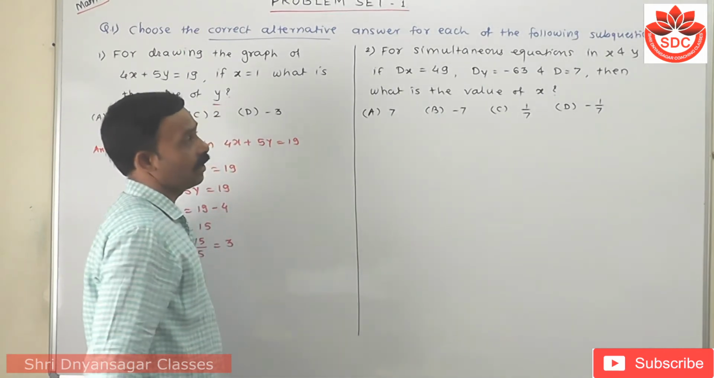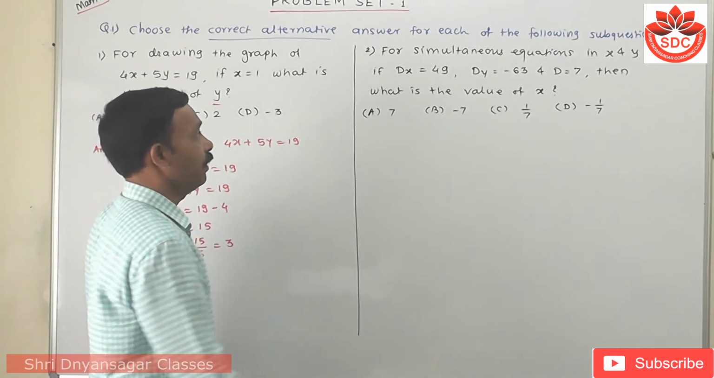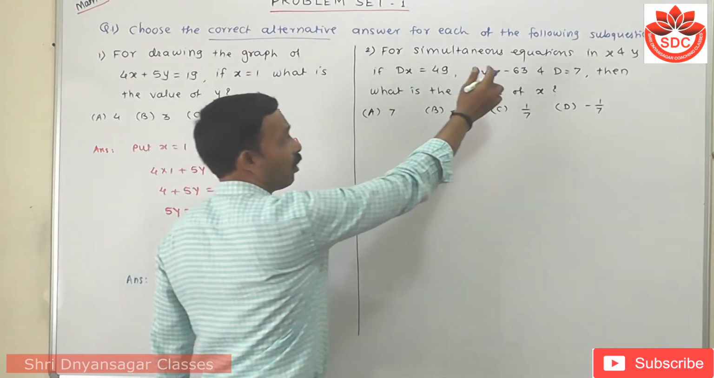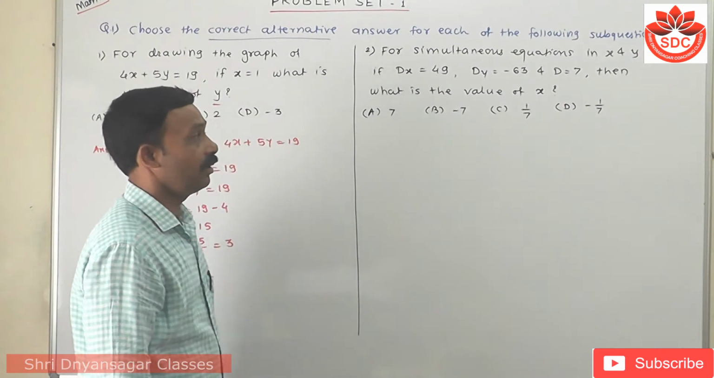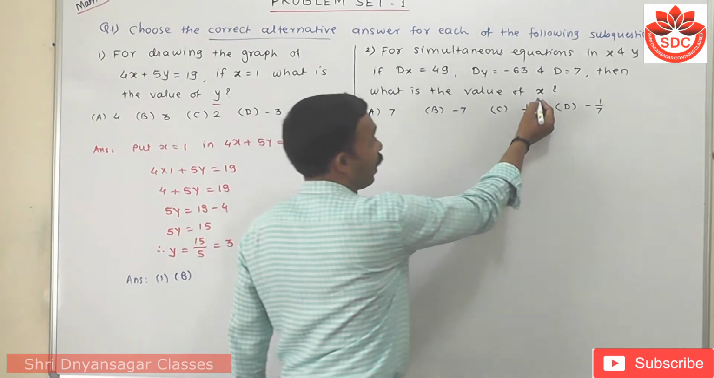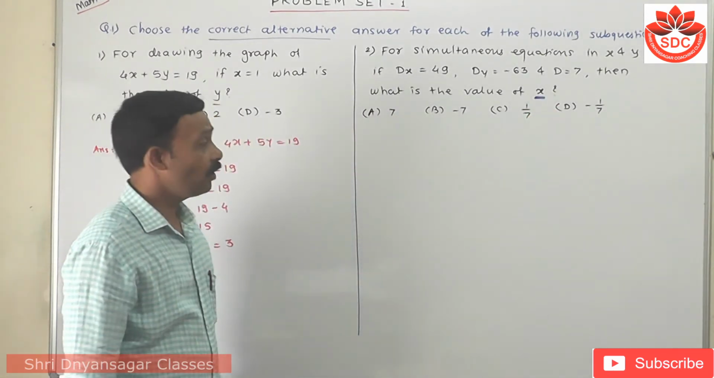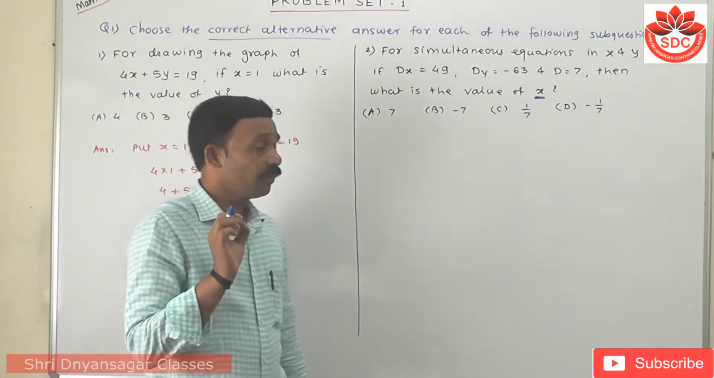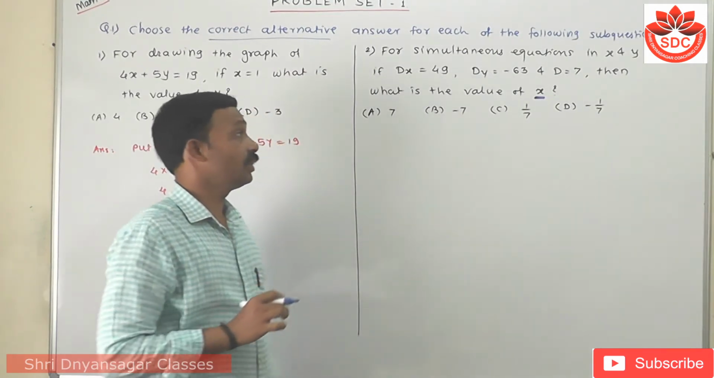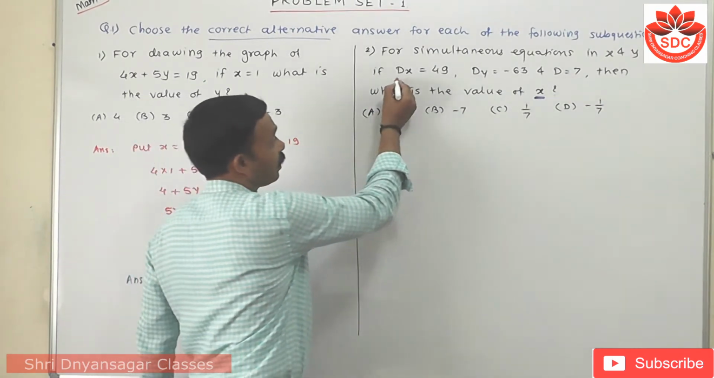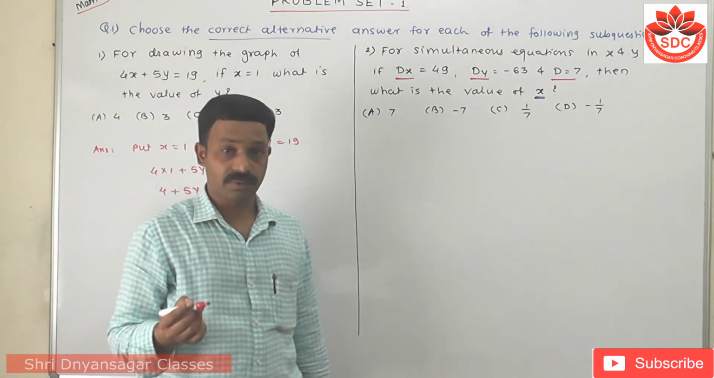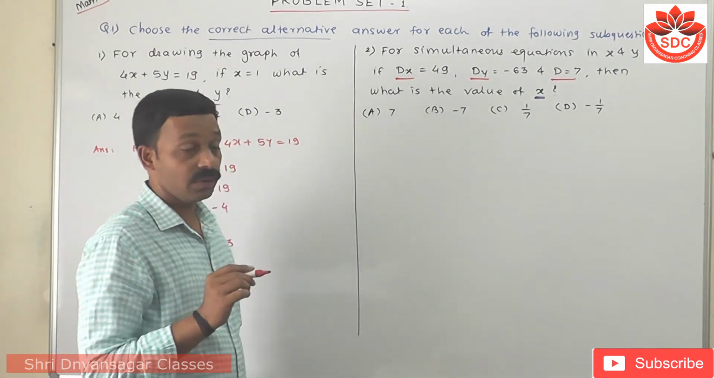For simultaneous equation in x and y, if Dx, means that determinant of x, is 49, determinant of y is minus 63, and D is also given 7, then what is the value of x? Now student, means that we have to only find the value of x here. When we observe this question, here is determinant of x, determinant of y and D. Means that we use the Cramer's rule. So that by using Cramer's rule you can solve it.